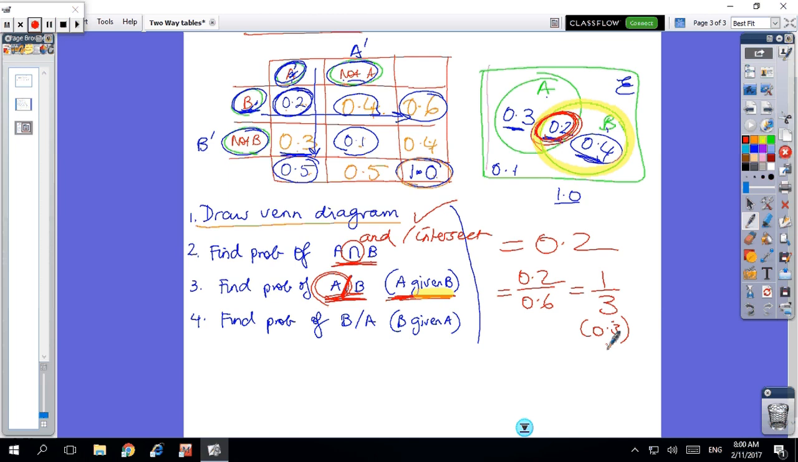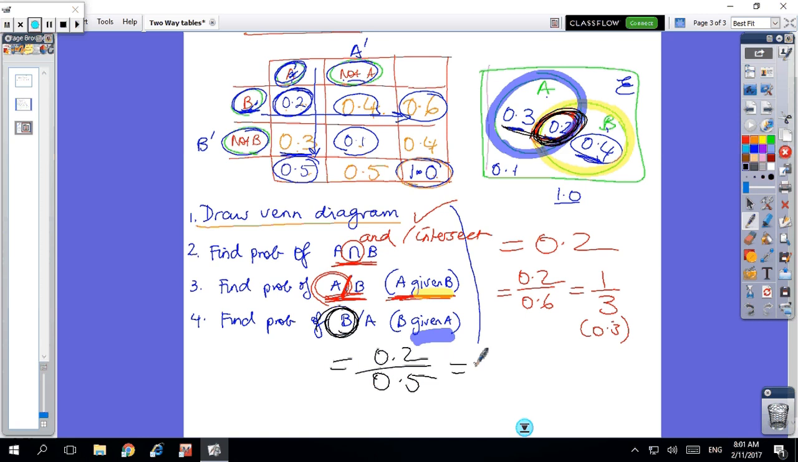Okay, let's have a look at the next one. Given A has happened, so that's event A, which means we've only got two things we're looking at. So this time we're going to divide our answers by 0.5. And what's the probability of it being B? Well, that's the event B inside A. So it's going to be 0.2 over 0.5, which is 2/5, or it's 0.4.